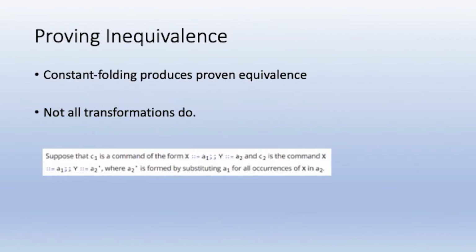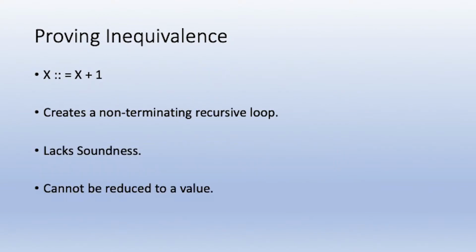Proving inequivalence. A program and its own variant via something like constant folding are equivalent, as we have proven. We focus now on similar cases which are not automatically equivalent. The text asked us to provide an example of an expression fitting this reference which isn't equivalent. My example is if x equals x plus 1.